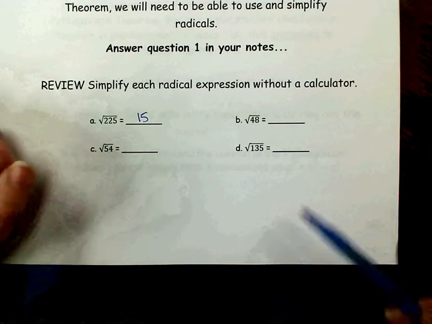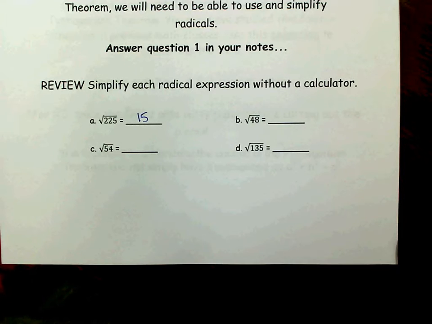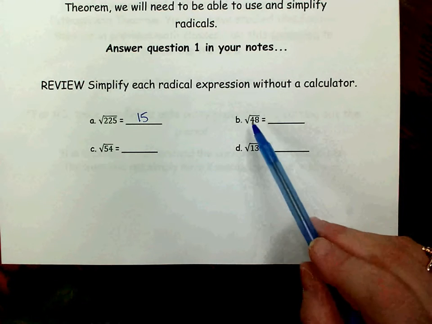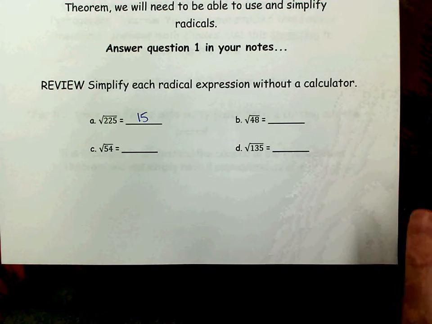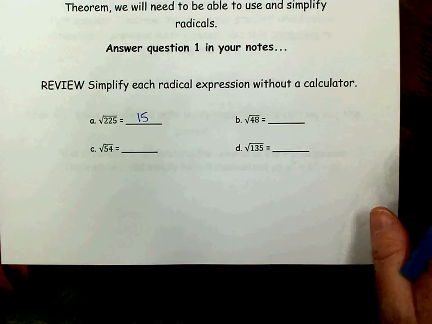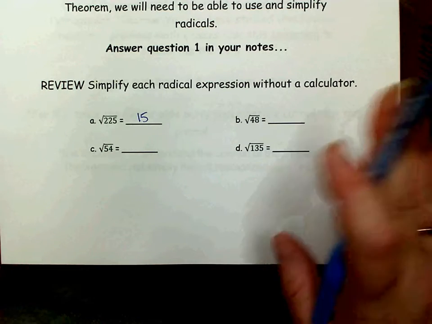But when we have the other three here that are not perfect squares, you have to be able to break that number under the radical, which we call the radicand, into two factors where one of them is a perfect square, so that you can take the square root of that number and bring it outside of the radical.